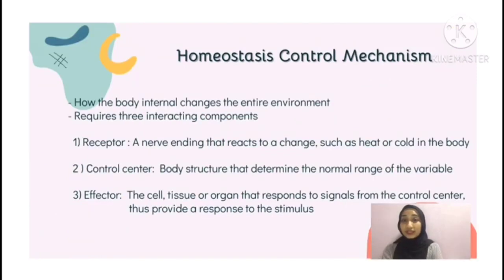I'm going to explain how homeostasis is working. This mechanism will tell us how the body's internal conditions respond to changes in the environment. It requires three interacting components. The first one is the receptor.